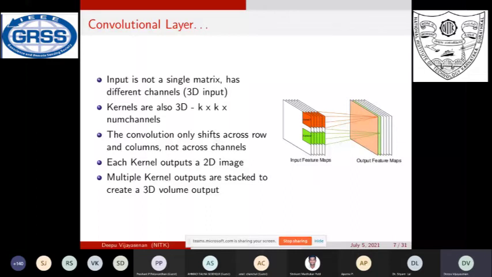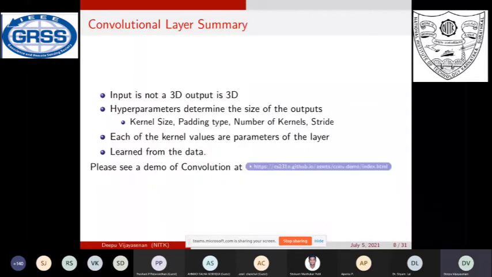So a 3D volume input, 3D volume output, is what is used in a convolutional layer. To summarize, the input is a 3D matrix and the output is a 3D matrix. The kernels are the ones which do the transformation. Now, there are a lot of hyperparameters. We need to fix the kernel size, the padding type, the number of kernels, and the stride. Those are all hyperparameters. The layer's parameters are just the kernel values, and all of them we need to train from the data. So that's the general convolutional layer summary.